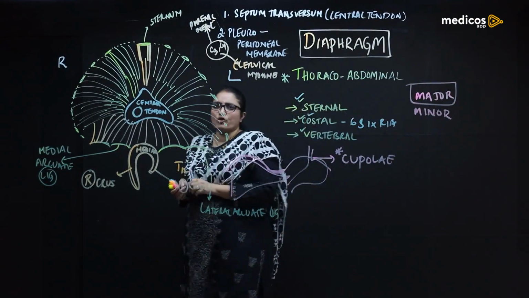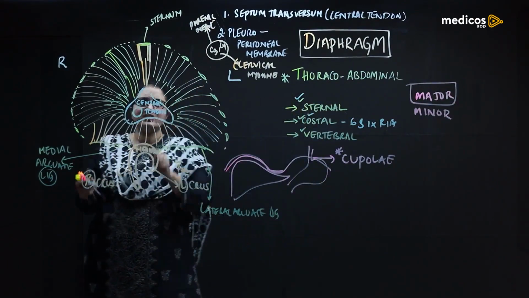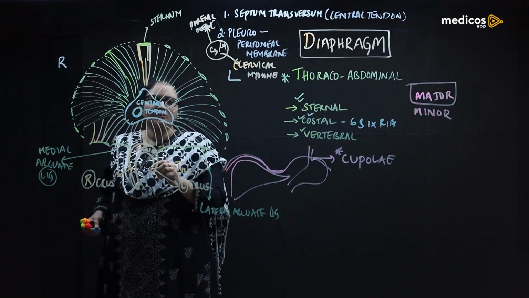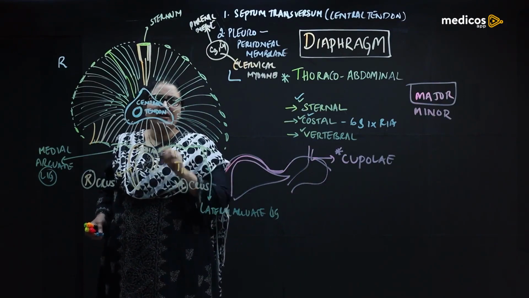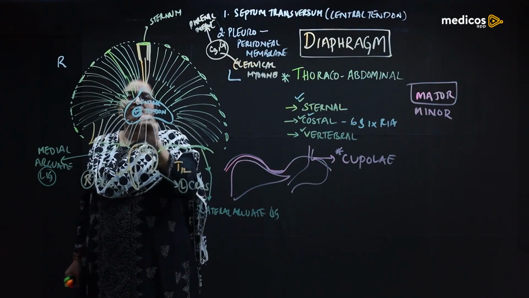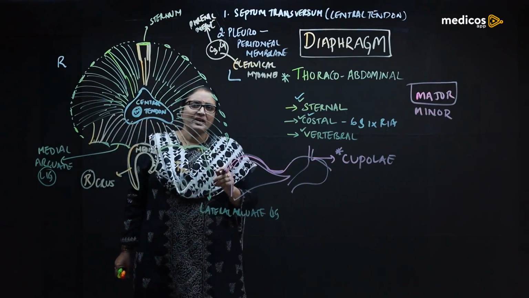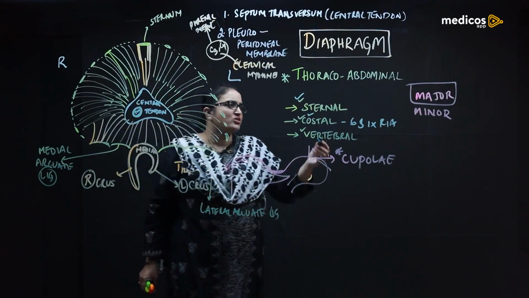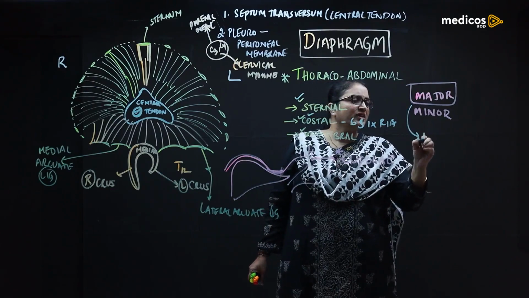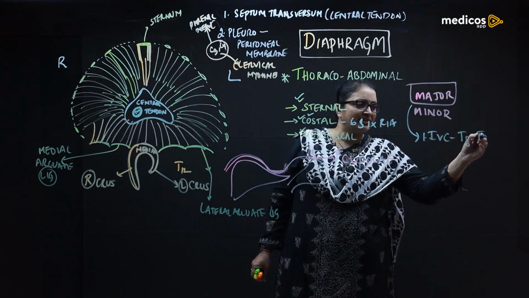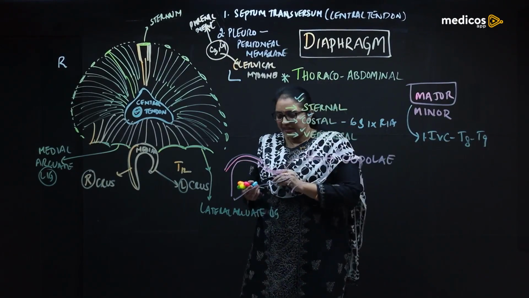First and foremost, in the central tendon, I said there is an opening in the center. This opening is for the inferior vena cava. So in the central tendon you have the inferior vena cava, which passes through this opening. The first major opening is that of the inferior vena cava, and this is at the level of T8 and T9.